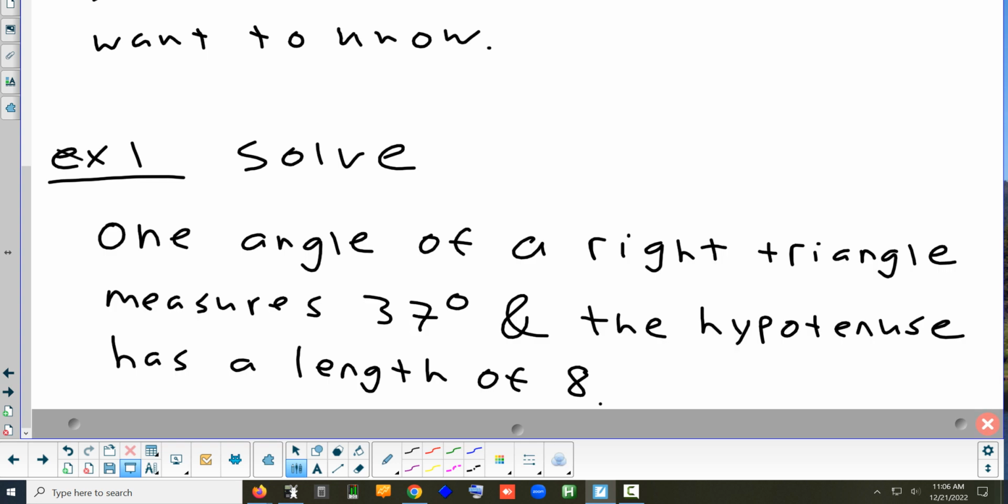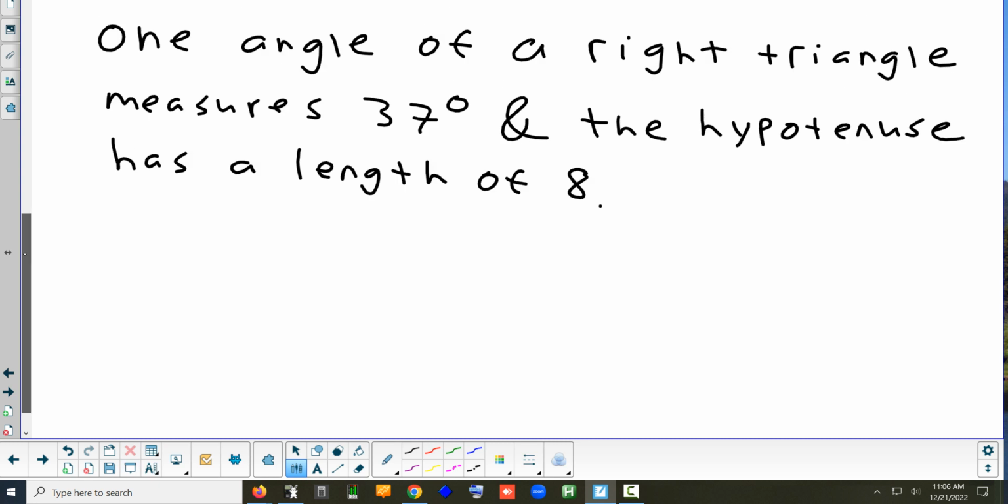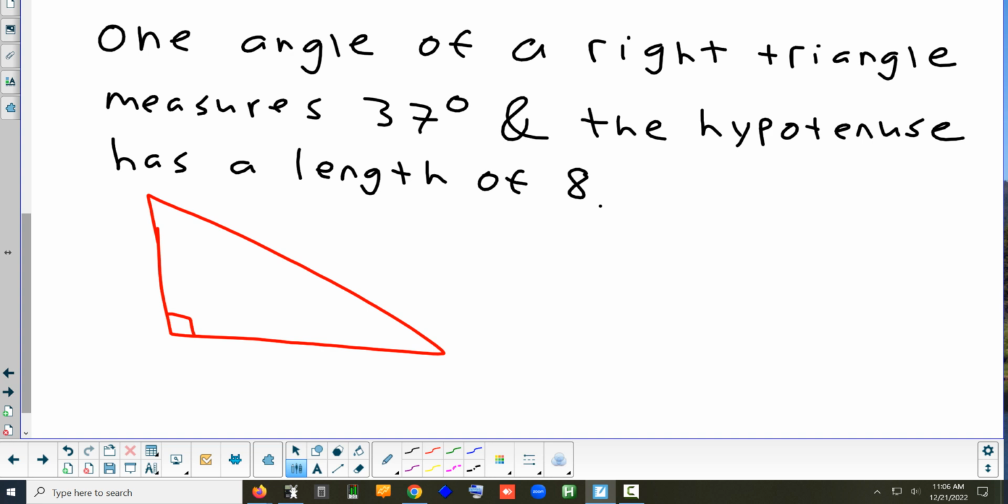Okay, so here's our problem. They're giving us an angle, and they're giving us the length of a side. So first thing I would do is sketch it. And let's give labels to this so we can keep track of things. What are the labels we use for the sides? A, B, and C. Yeah. We generally use an A, B, and a C. And what do we call the angle across from A and B? Beta.